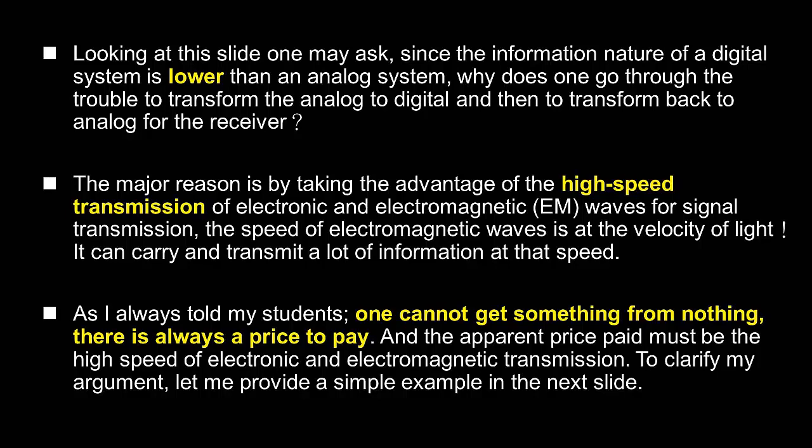Looking at this slide, one may ask, since the information content of a digital system is lower than that of an analog system, why does one go through the trouble to transform the analog to digital and then to transform it back to analog for the receiver? The major reason is to take advantage of the high-speed transmission of electronic and electromagnetic waves for digital transmission. The speed of electromagnetic waves is at the velocity of light. It can carry and transmit a lot of information at that speed.